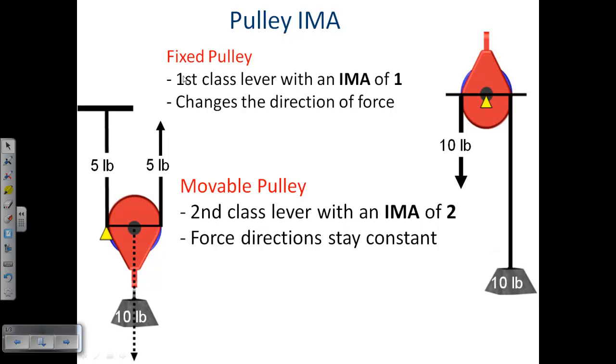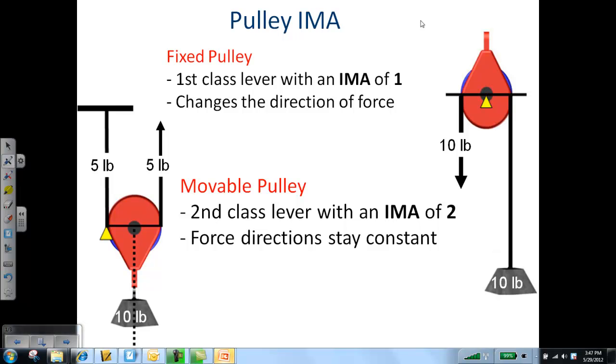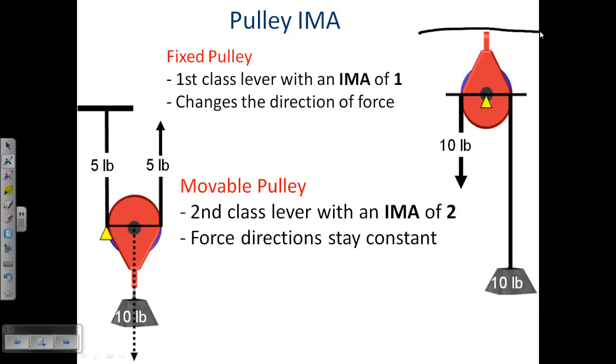Alright guys, so let's take a look at the next simple machine that we have. This one's pretty straightforward. These are pulleys. We have movable pulleys and we have fixed pulleys. So this is a fixed pulley right here. Basically you have a pulley that's fastened at the top here. And then this pulley here, if you extend this out and you're pulling up, you have a movable pulley.